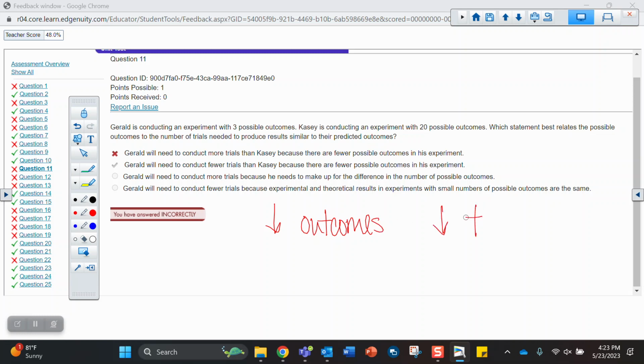So when there are fewer outcomes, you have to do it fewer times, right? When you have more outcomes, you have to repeat that experiment more times so that you can get, it says it wants to best relate the possible outcomes to the number of trials needed to produce results similar to predicted. So we want theoretical and experimental to be close. We know that we need to do more of the experiment, but if you have fewer outcomes, you don't have to do it as many times. So Casey would certainly have to do more trials because she has more outcomes.